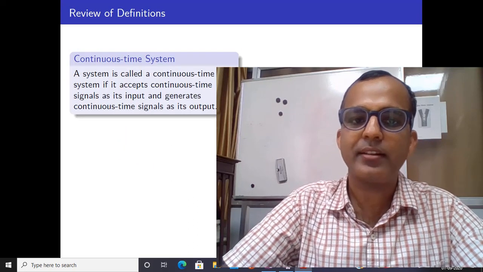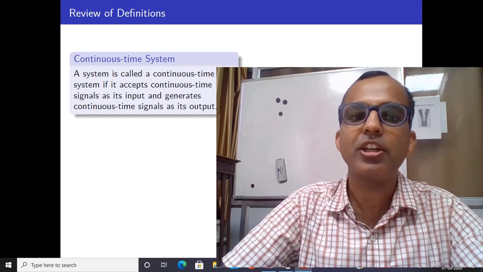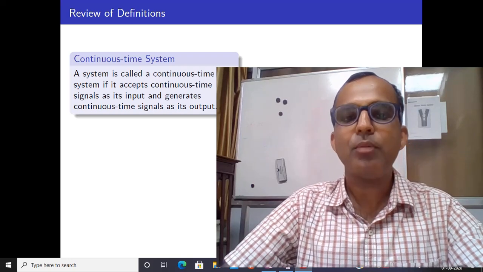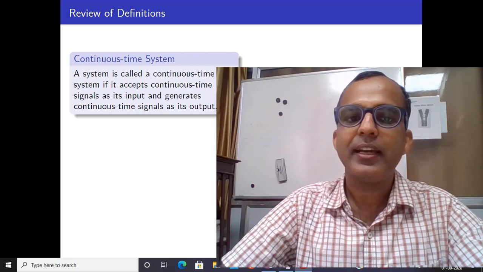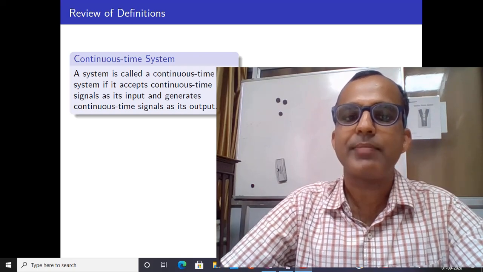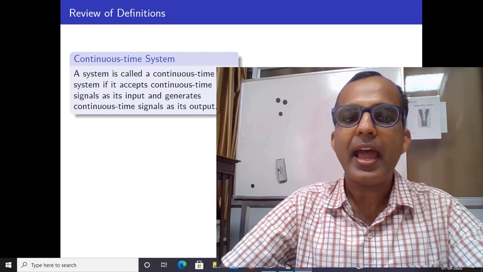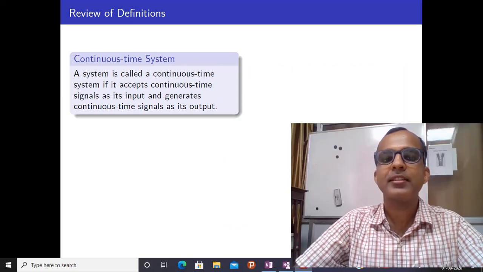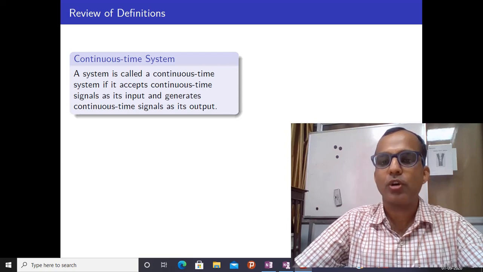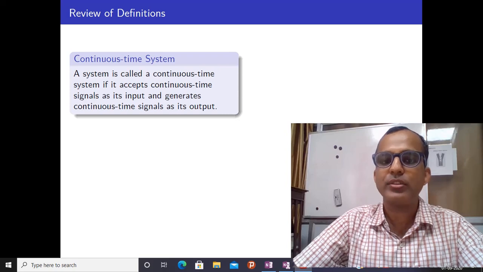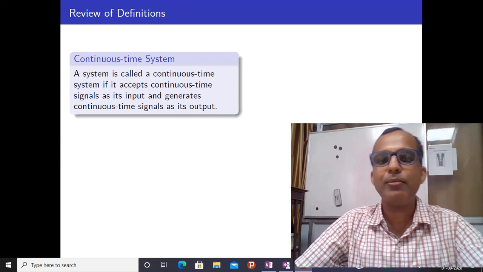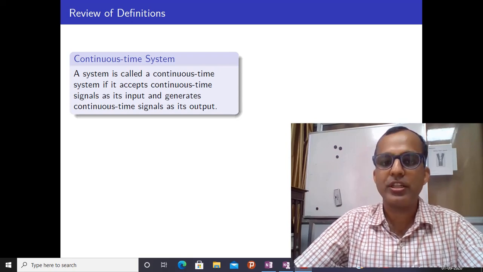The first important definition is that of a continuous time system. A system is called a continuous time system if it accepts a continuous time signal as its input and generates a continuous time signal as its output. I have already told you that whenever we talk about a system, particularly a dynamical system in this course, we are formulating a relation between input and output. So input is continuously available and generates a continuous output.